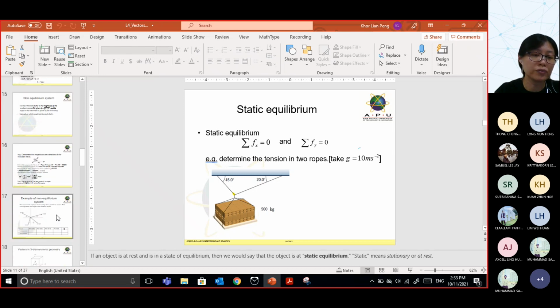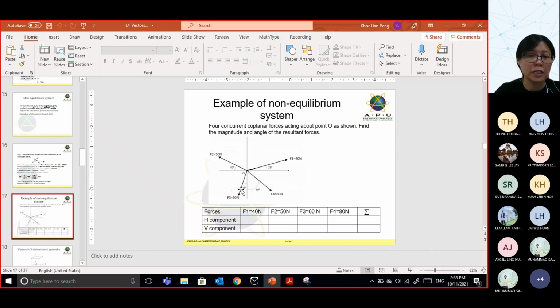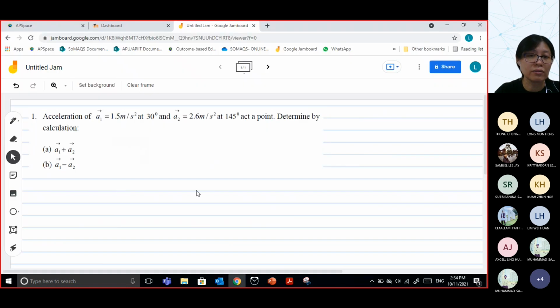Then we have also gone through how to find the resultant forces by calculating the total horizontal component, vertical component, then the magnitude and also the direction. Okay, and we have gone through the problems that involve more than 2 forces. We have up to 4, and how we actually calculate the horizontal and vertical components, and also find the magnitude and also the angle. Okay, so this is what we have gone through. Right, so now let's continue with the tutorial question 1.